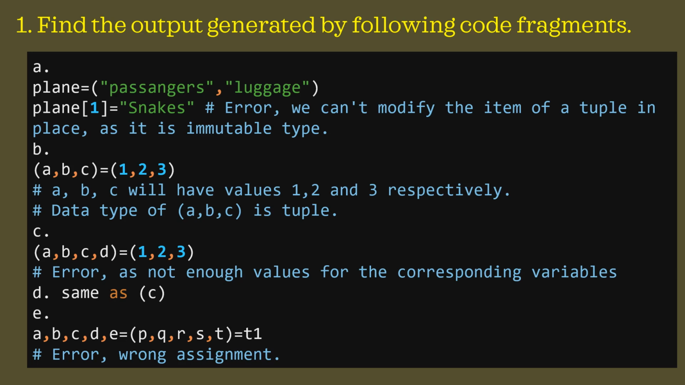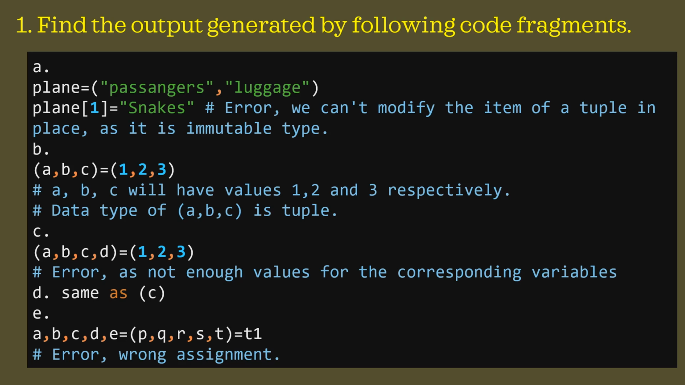Now next one is a, b, c is equal to 1, 2, 3 within parentheses. In this case, a, b, c are three variables or identifiers that will be associated with the values 1, 2 and 3 respectively. That means a will have value 1, b will have value 2 and c will have value 3. Individually the data types of a, b, c will be integer, but a, b, c together within parentheses is considered as a tuple.